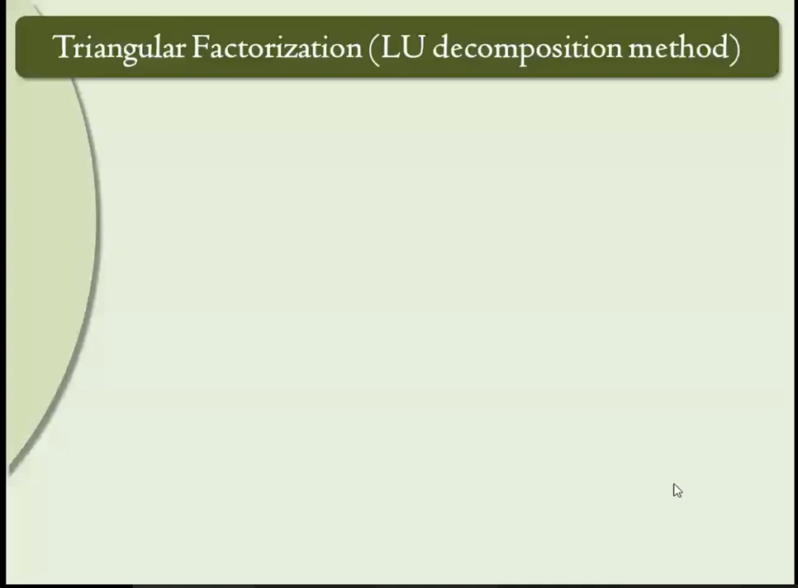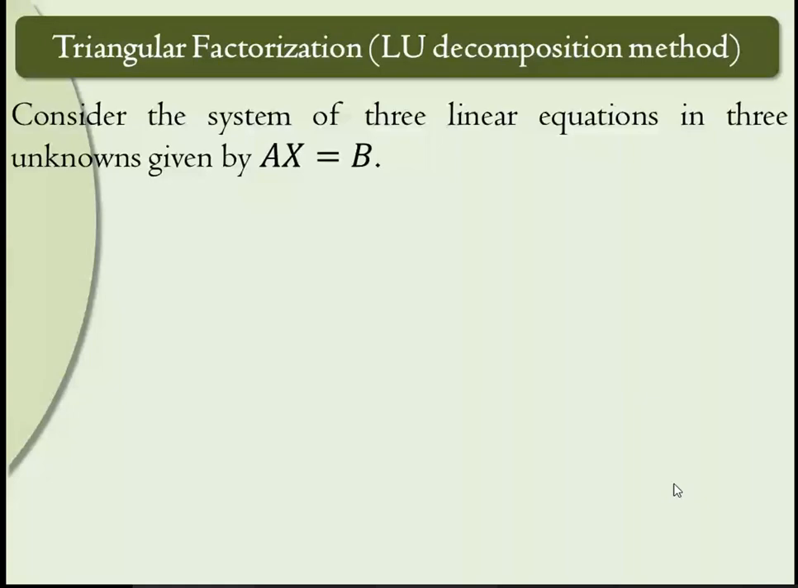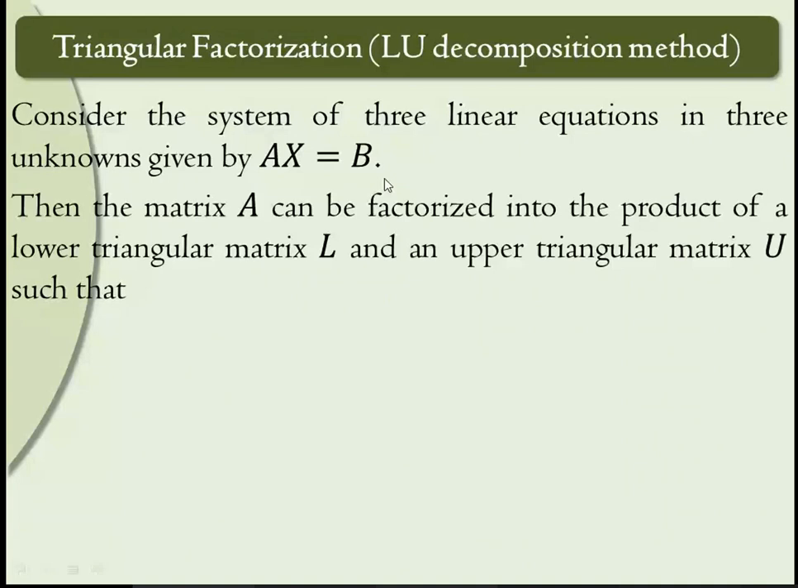Now consider the second method, that is triangular factorization, also called the LU decomposition method. This is also very easy. What to do? First of all, convert our given equations into matrix form. That matrix form is nothing but Ax equal to B. Then we can write matrix A as a product of two matrices. One is a lower triangular matrix denoted by L, and another is an upper triangular matrix U, such that A is equal to L into U.